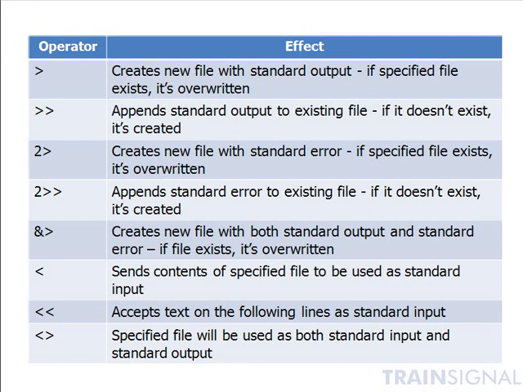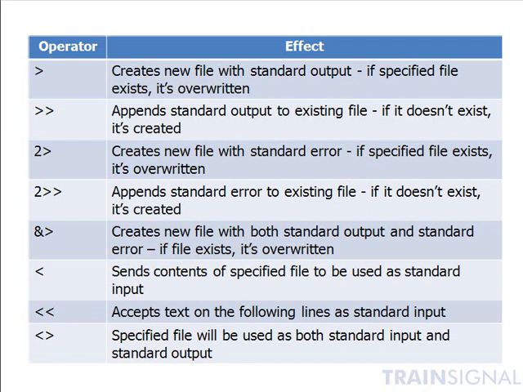The 2 greater than operator creates a new file with standard error, and if the specified file exists, it's overwritten. A common use for this command is to send error output to dev null. Next we have the 2 operator along with 2 greater than signs. And this appends standard error to an existing file, and if it doesn't exist, it's created. The ampersand and greater than sign operator creates a new file with both standard output and standard error, and if the file already exists, it's overwritten.